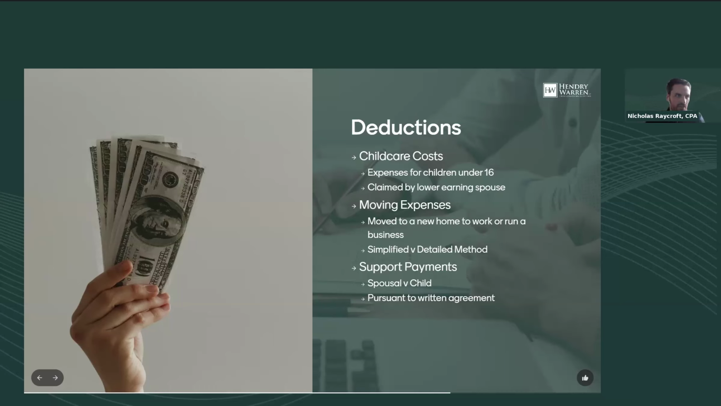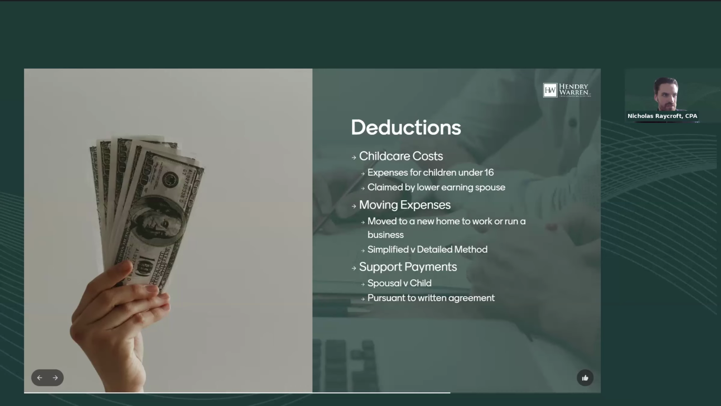The deduction for childcare expenses is based on a few different amounts. It's the lower of your actual expenses for the year, a prescribed rate based on the age of your child, or 2/3 of your earned income. And it's important to note that childcare costs are claimed by the lower earning spouse. So if there's one spouse that has $100,000 in income, but another spouse that has, say, $10,000 in income, they are claimed on that spouse that has $10,000 in income. So I think it would be nice if the higher earning spouse claimed them, but unfortunately that's not the case here.